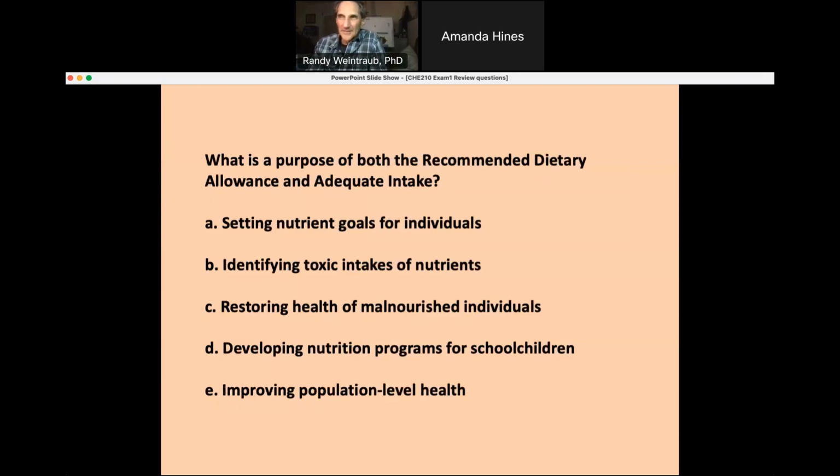What's the purpose of the recommended dietary allowance and the adequate intake? So when it's known what is a good amount for individuals, whether that's some age group or just in general, that's a recommended daily amount. Adequate intake means we're not sure. It's maybe around this much. It's just the science is not there for being as specific. So it's setting nutrient goals for individuals.